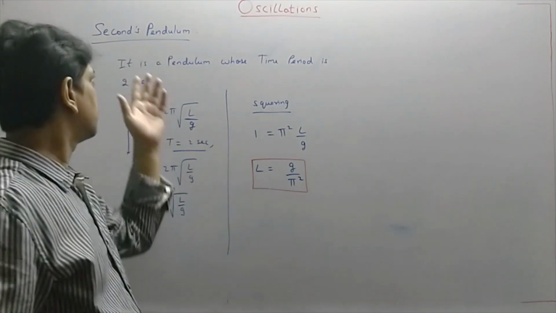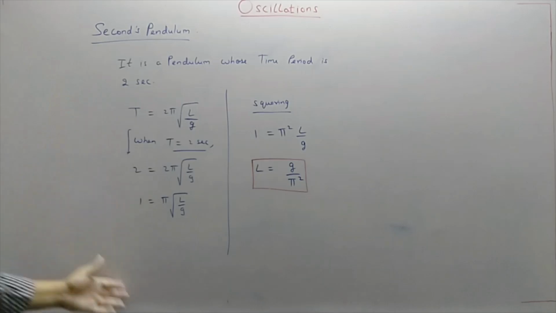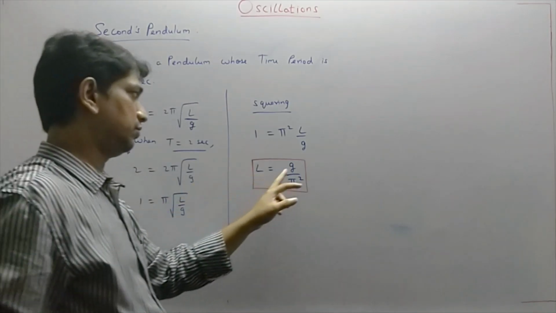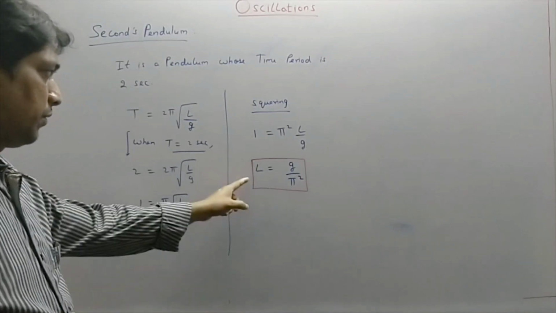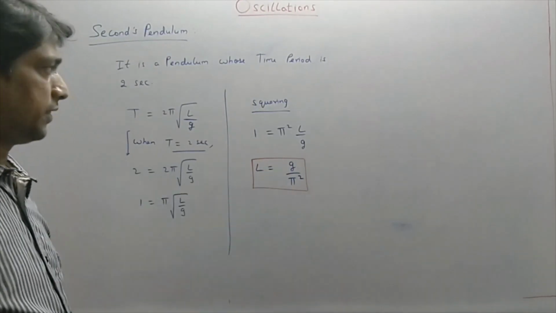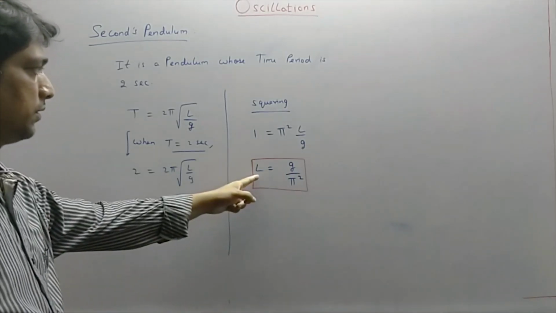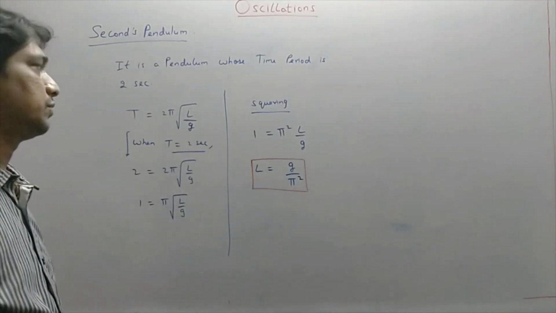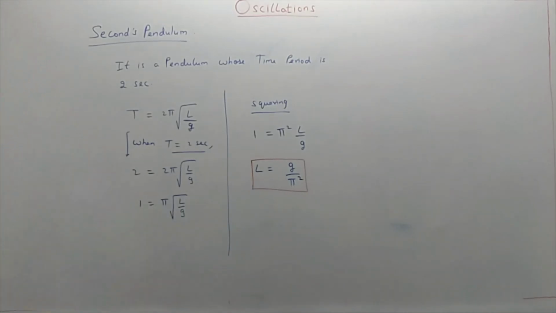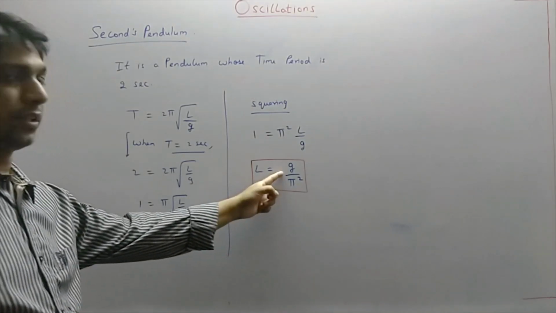So what is seconds pendulum? It is a pendulum whose time period is 2 seconds. We have a relation of L is g upon pi squared. So with the help of L is g upon pi squared, we can determine acceleration due to gravity g if we know the length L of a pendulum. So with the help of seconds pendulum, we can determine acceleration due to gravity at that place.